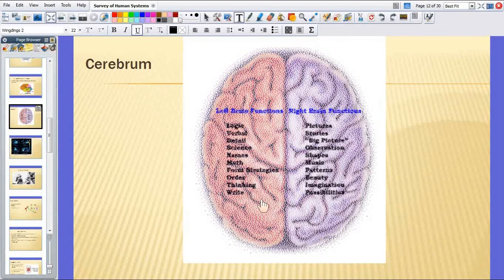So when you hear someone say, I'm a right brain person, then they're usually saying that they are artistic. A left brain person is somebody who's generally more scientific or more logical or mathematical. This is the end of the nervous system portion of the Human Systems Survey.